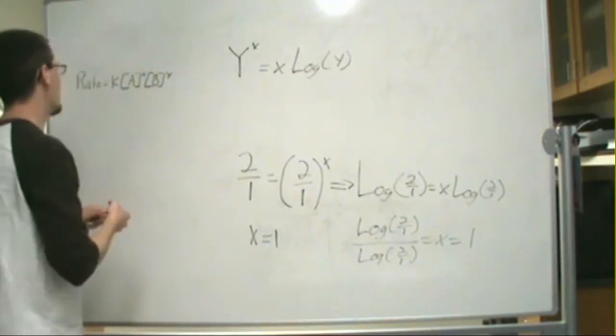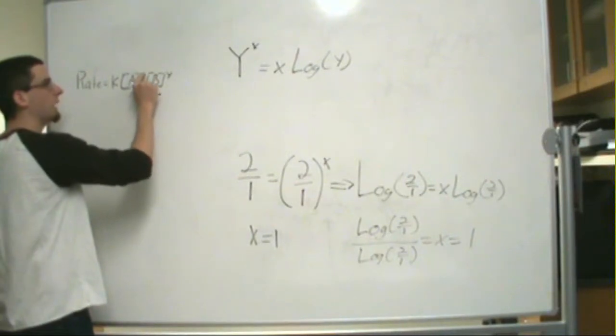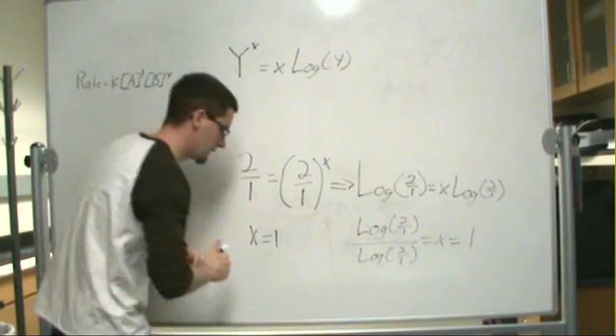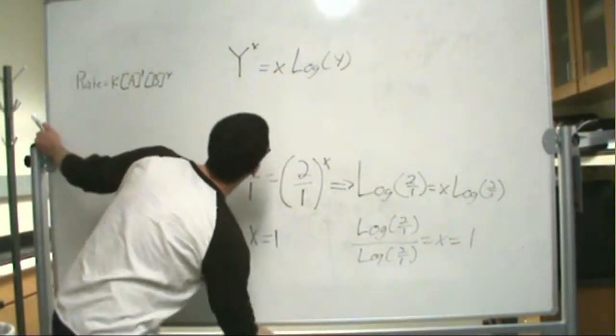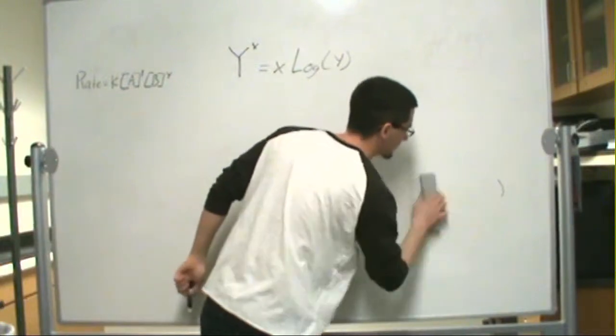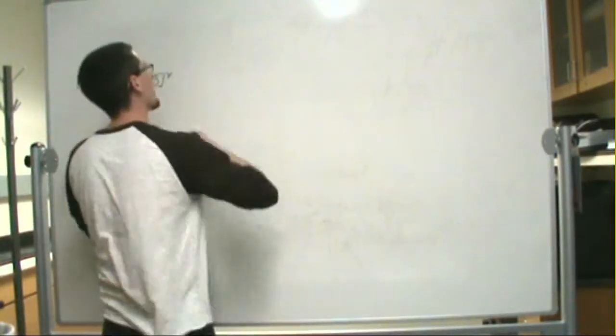All right, so it looks like our exponent here for A, or our order, is going to be 1. All right, let's find out what it'll be for B. What is the order with respect to B? We have to follow our same equation again.